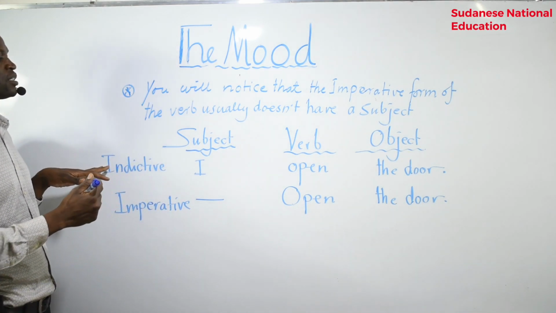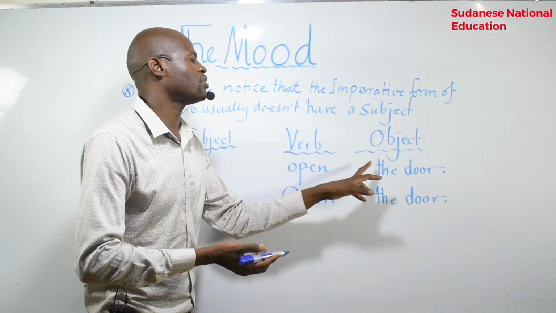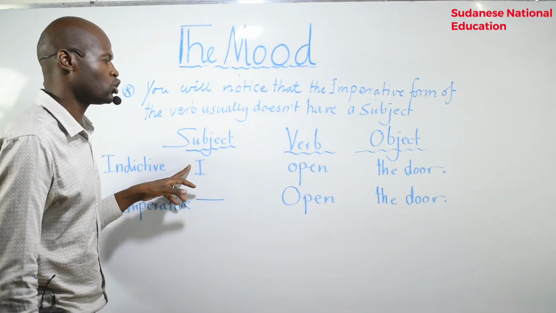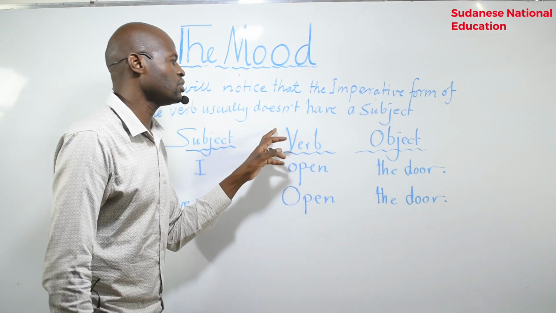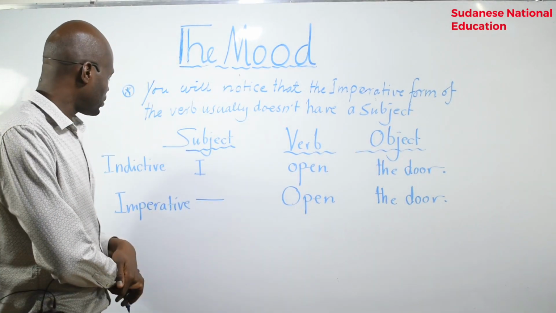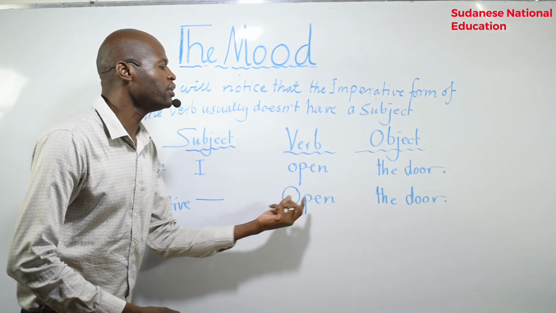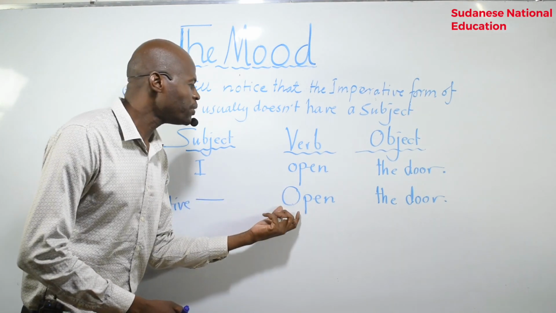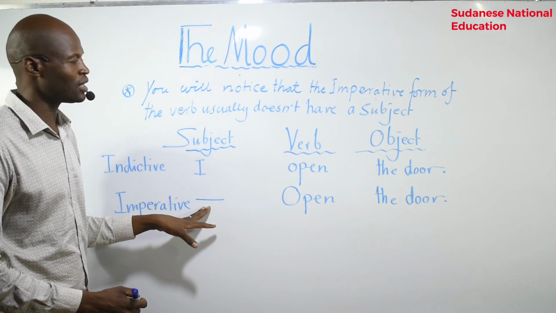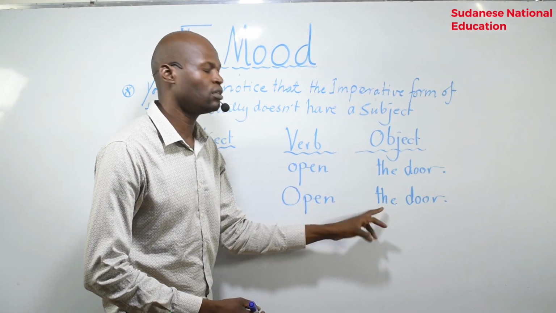Here we have the indicative mood sentence. That example here, I open the door. If we analyze this sentence, we find I is the subject, open is the verb, and the door is the object. But here, in the imperative mood, we find open the door, while the subject is optional. The verb we find is open, the object we find is the door.